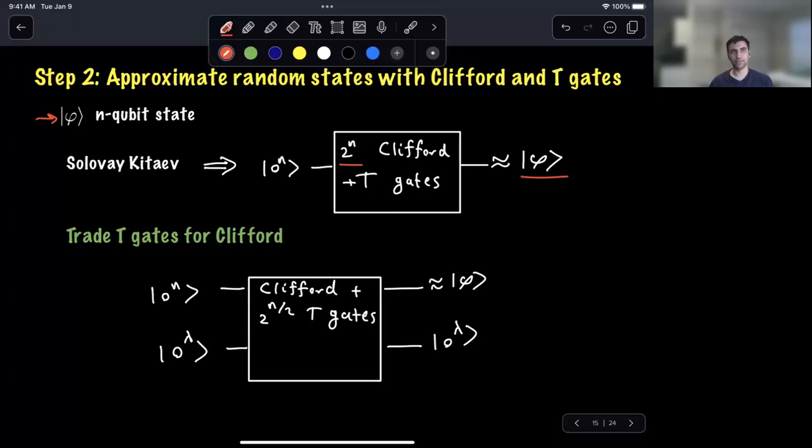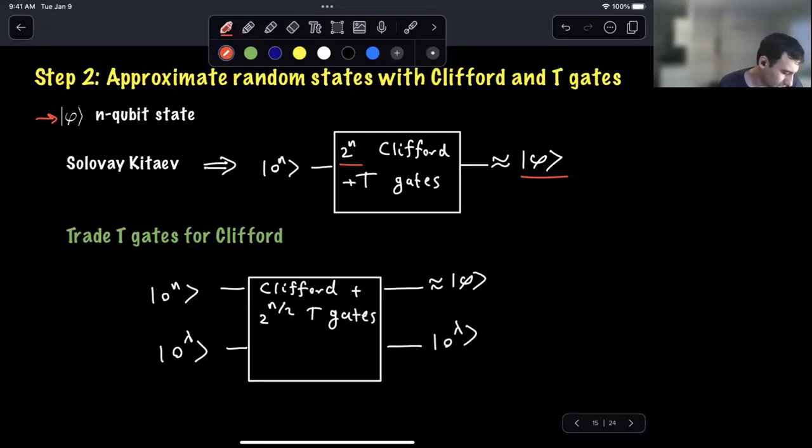My intuition was that we know this 2 to the n for the total number of Clifford and T-gates is optimal, and I thought that the Clifford operations are almost free. So the number of T-gates should also be 2 to the n, or at least of the order of 2 to the n. But after we put our paper online, we found a very interesting result that you can decrease the number of T-gates significantly in your circuit.